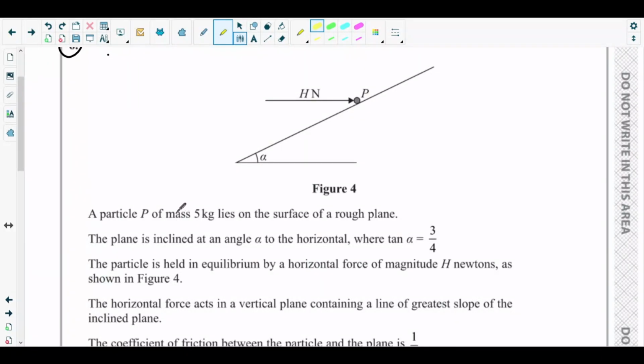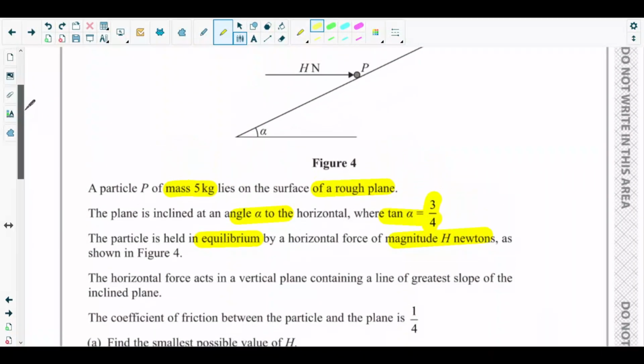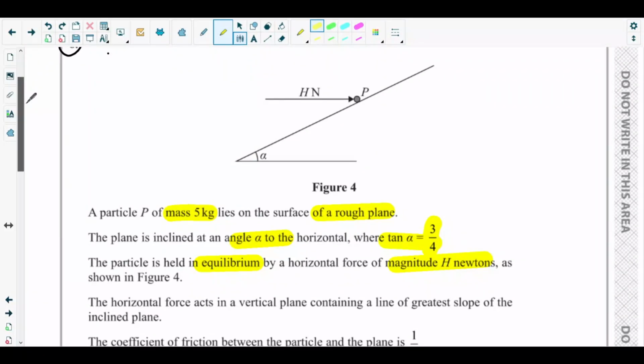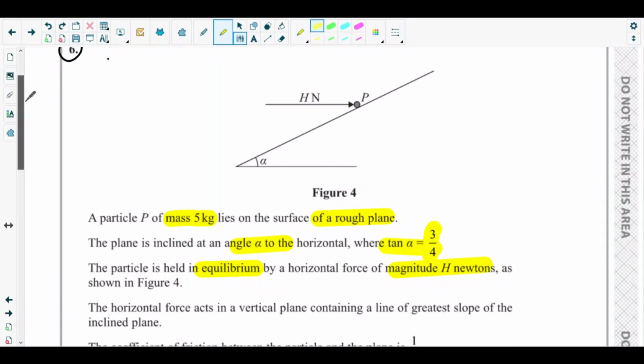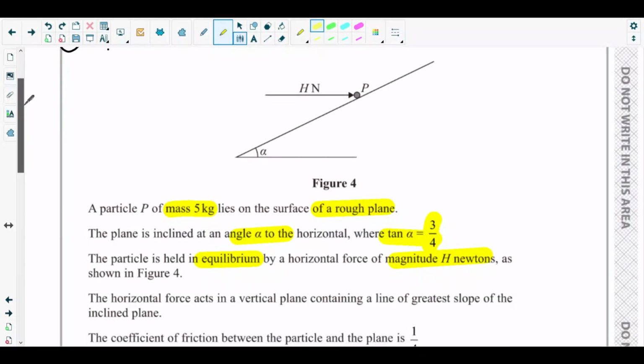A particle P of mass 5 kg lies on the surface of a rough plane. That means the plane has irregular surfaces and it has friction. The plane is inclined at an angle alpha to the horizontal, where tan alpha equals 3 over 4. The particle is held in equilibrium by a horizontal force of magnitude H newtons as shown in figure 4. That means the system is in equilibrium. That means the resultant force acting on particle P is 0 Newton.